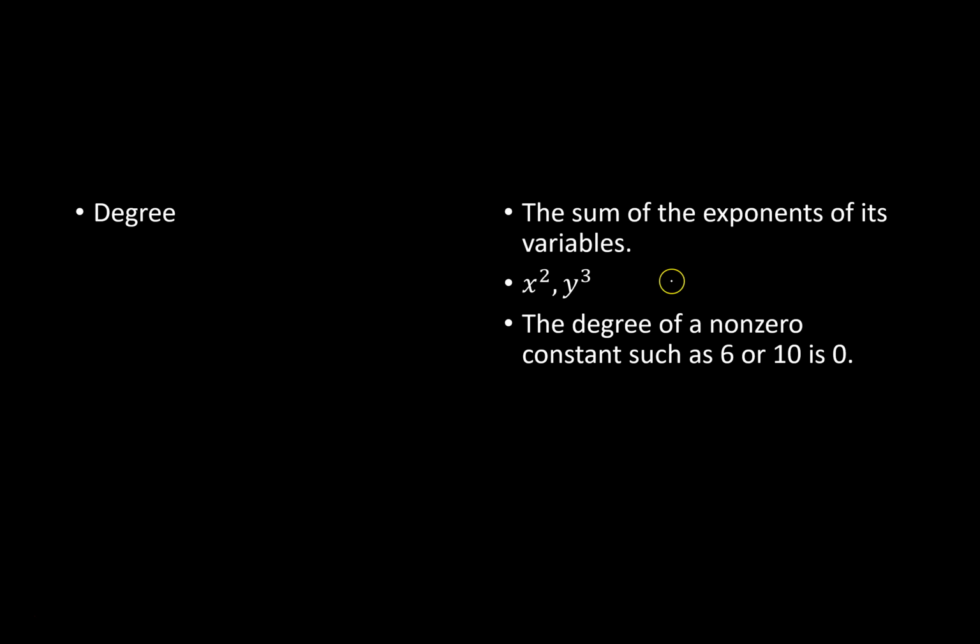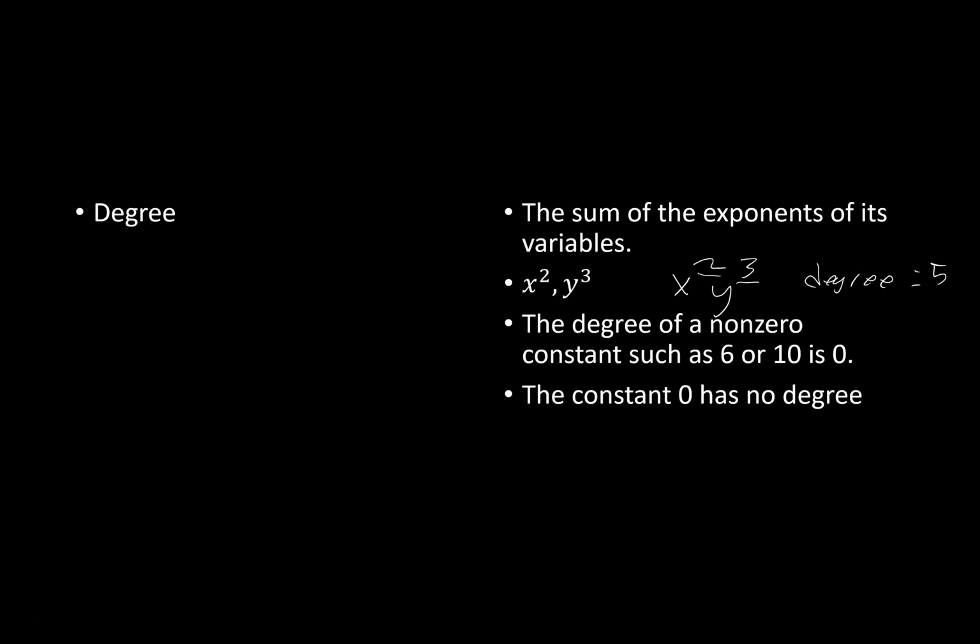If you did happen to have x squared and then y cubed, and there wasn't a comma or a plus in between there, you would add 2 and 3 together, so that degree would be 5. And constant 0 has no degree.